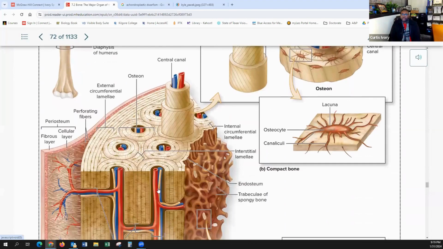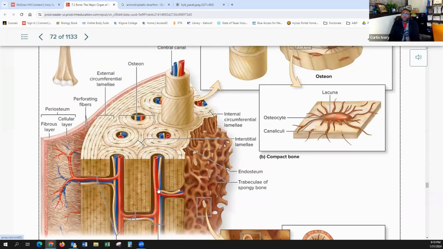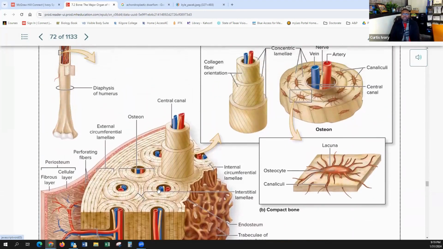So here is what our bones are going to look like a little bit more microscopically. Essentially, they remind me of trees, with how they have those rings. These rings are called osteons, and the canal that runs inside of them is called the central canal, which, as you can see, is going to allow our blood vessels and nerves to run through our actual bone tissue.